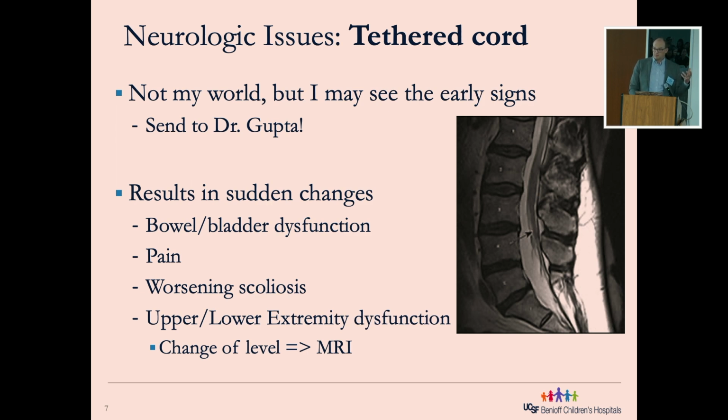Their bowel or bladder dysfunction has changed, they have new pain, their scoliosis is changing. All of these things you should be recognizing as not normal, and they trigger the assessment, typically an MRI, and then coordination with the neurosurgical teams.